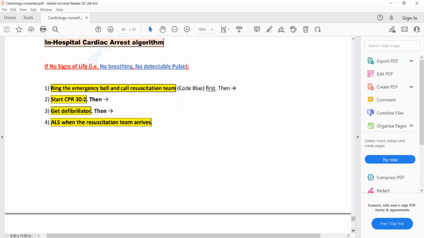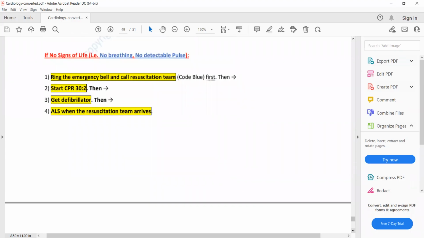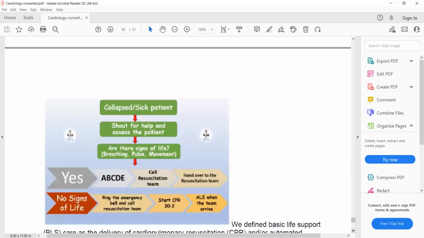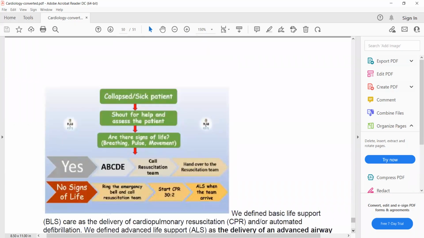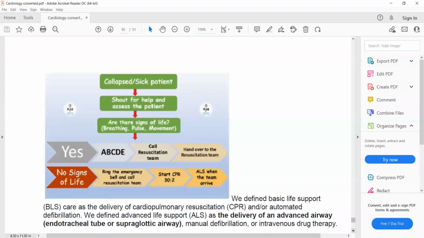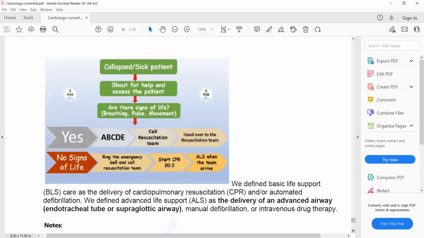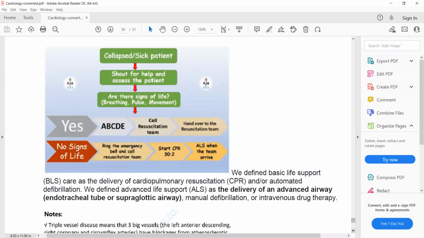The last topic is the in-hospital cardiac arrest algorithm. There are two pathways. If you see a collapsed patient or a sick patient in the ward, the first step is you will shout out for help and assess the patient. What will you assess in the patient? You will look for the signs of life such as breathing, pulse, and movement. If there are no signs of life, then you will ring the emergency bell, call the resuscitation team and start the CPR.